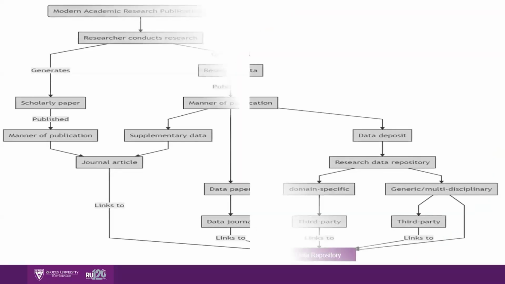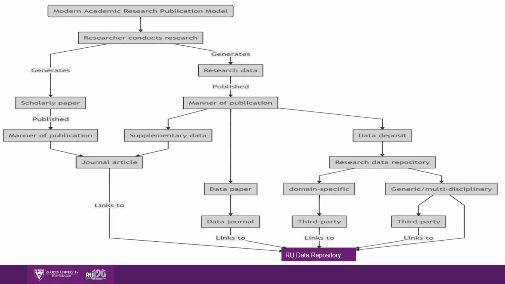But what I wanted to point out is that these are the different ways through which data can be published. The data can be published along with journal articles. So the standard mode of publication is a journal article, which is seen on the left-hand side here for those who are attending virtually. But the data can also be published as a standalone data paper, or it can be deposited into a data repository, whether it's a third-party repository, or here at Rose University, we have our very own research data repository.